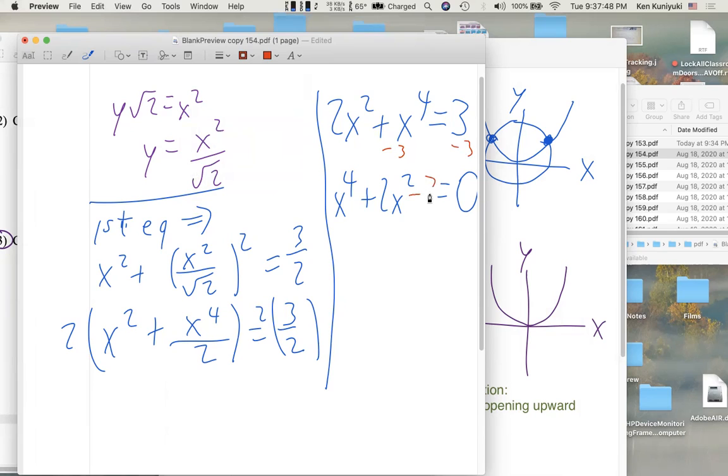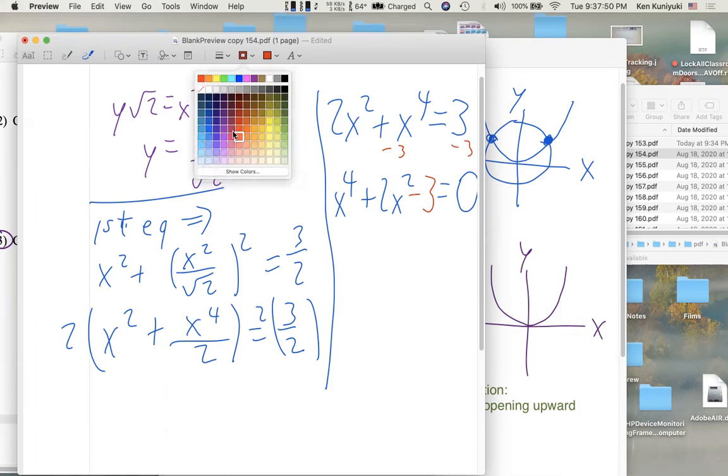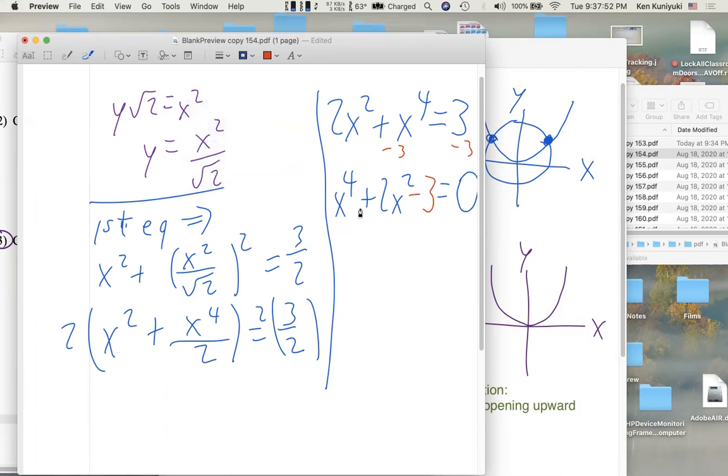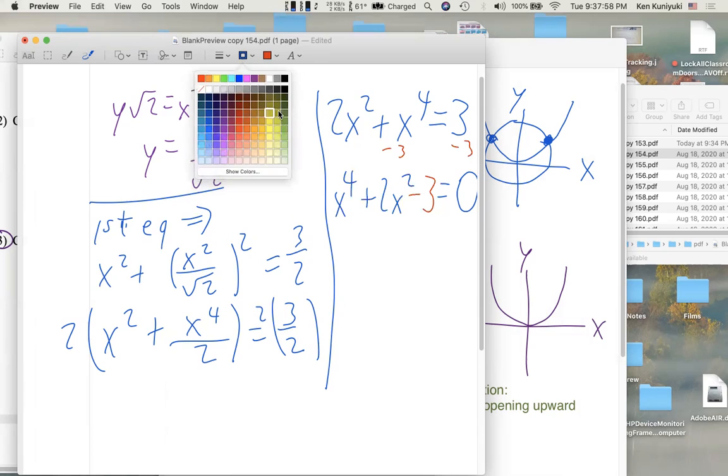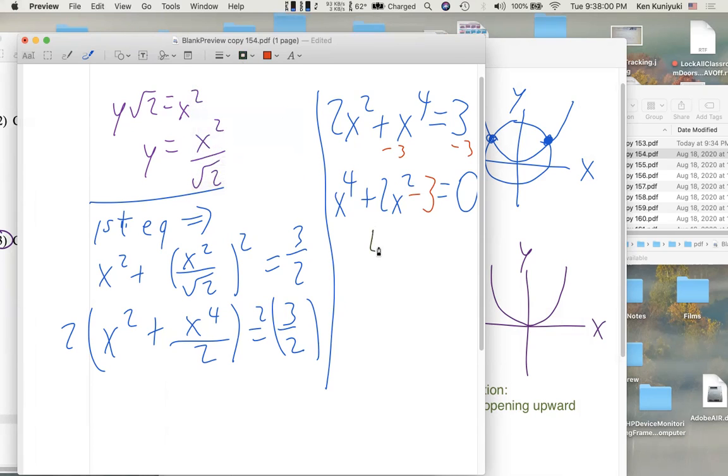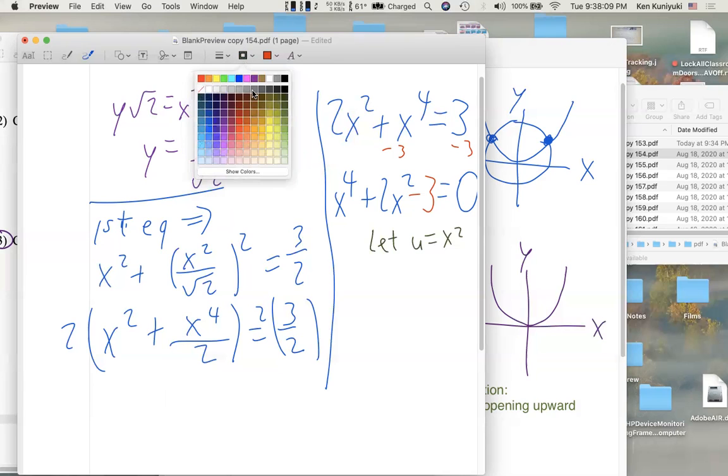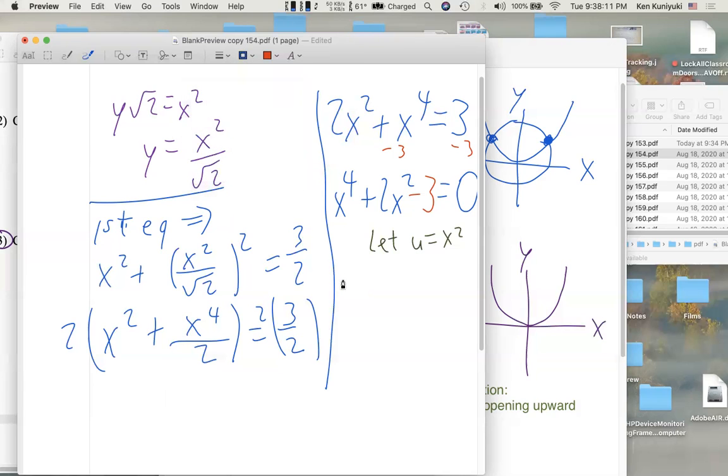We subtract 3 from both sides. So then we get x to the fourth plus 2x squared minus 3 equals 0. And then you can do one of two things. You could do a substitution, let u equal x squared, the middle power. Or you could factor it directly, old school. It does work out.